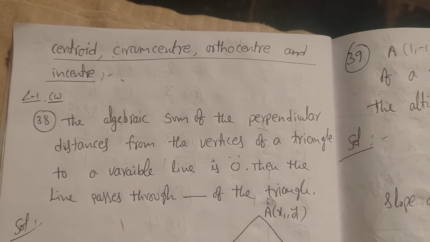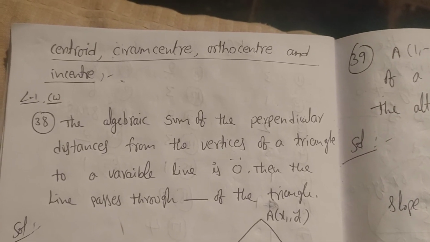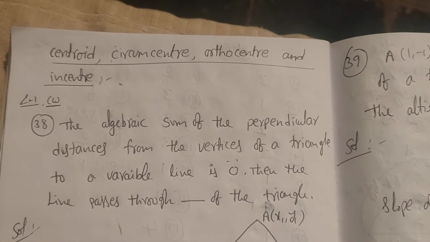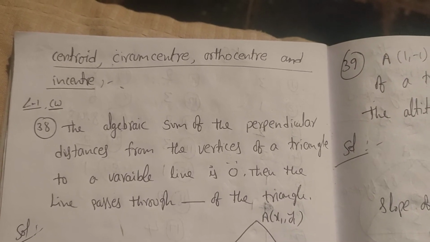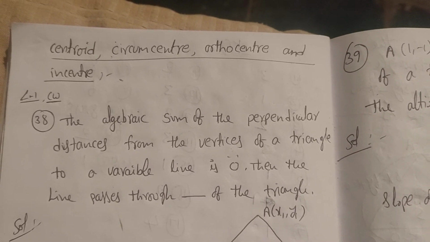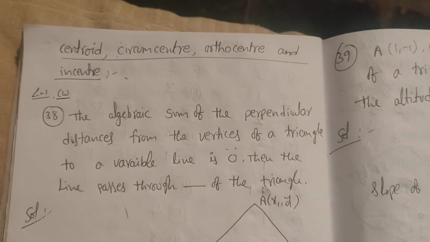And incenter. What is incenter? The point of concurrence of angular bisectors. We have three angular bisectors, and the point of concurrence of those three angular bisectors is called incenter.